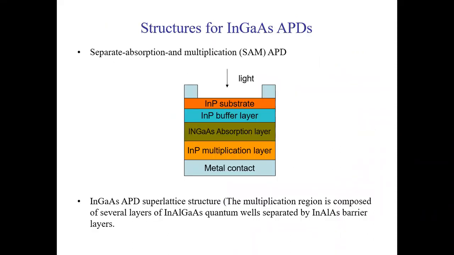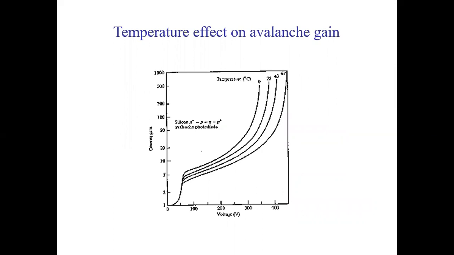We'd rather focus on the structure of the indium gallium arsenide APD. The separate absorption and multiplication, SAM, kind of structure is given here. In the indium gallium arsenide APD superlattice structure, the multiplication region is composed of several layers: indium aluminum gallium arsenide quantum wells separated by indium aluminum arsenide barrier layers. The temperature effect on the avalanche gain is also given here.